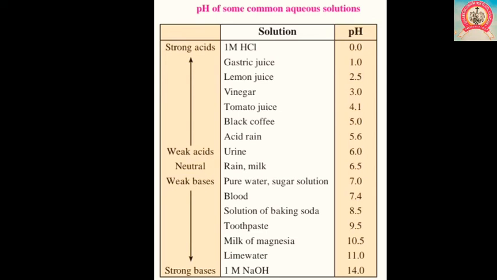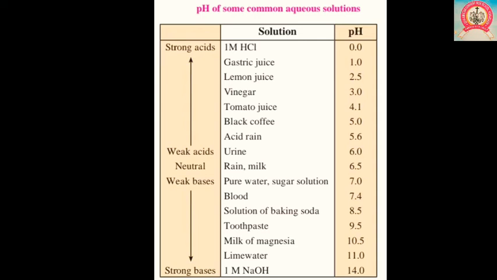Now in this table, if we see from the top, they have given strong acid, in the middle weak acid, neutral or weak base, and at the bottom strong base. Some solutions they have given. First there is hydrochloric acid, that is HCl, gastric juice, lemon juice, vinegar, tomato juice, black coffee, acid rain, urine. Some different solutions they have given and their pH values also.